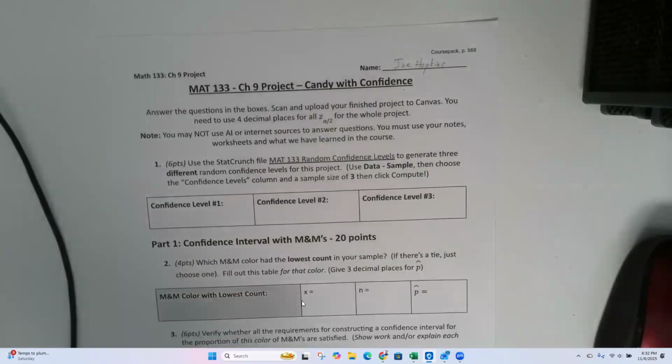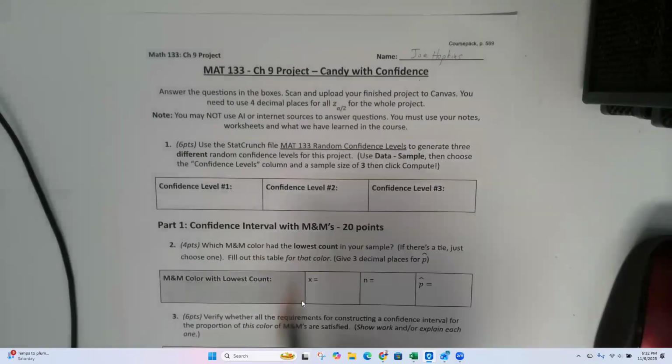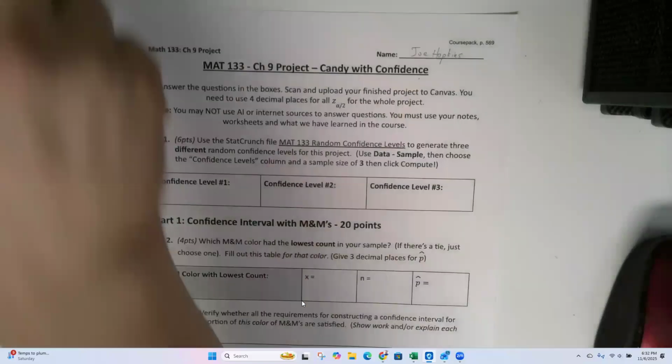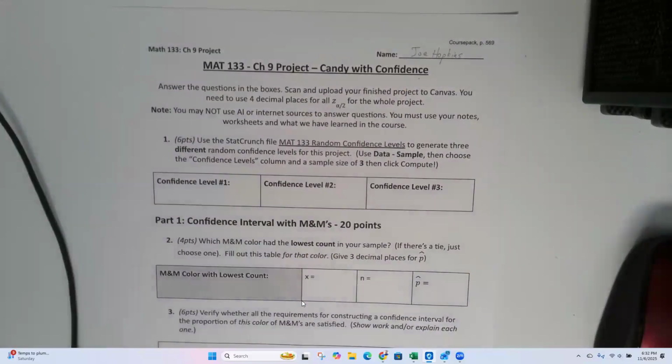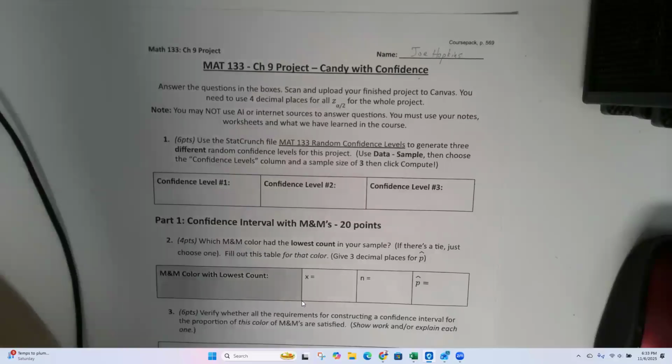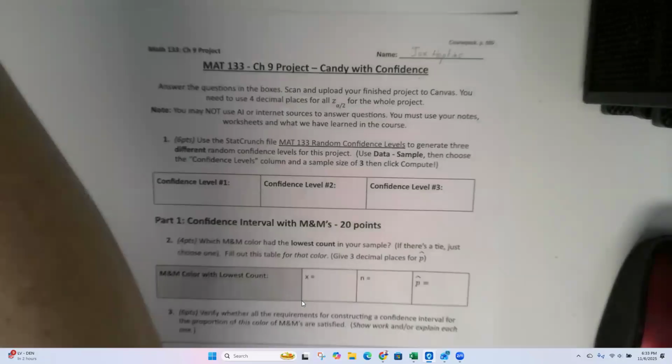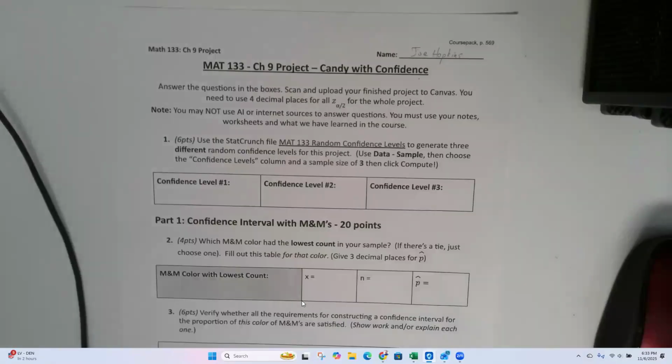So what we're going to be doing today is looking at confidence intervals using the data that we collected on our candy from Tuesday. Does anybody have any of their candy left from Tuesday, M&Ms and Skittles, or is it all gone?